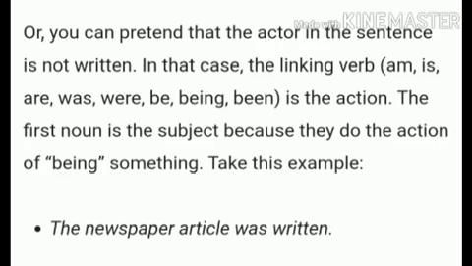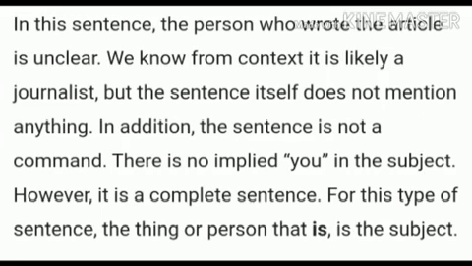Or you can pretend that the actor in the sentence is not written. In that case, the linking verb (am, is, are, was, were, be, being, been) is the action. The first noun is the subject because it does the action of being something. Take this example: The newspaper article was written.